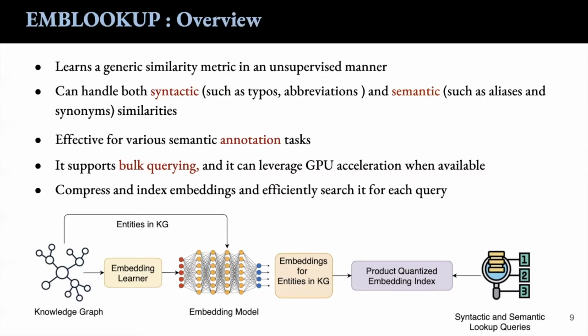Instead of optimizing for individual similarity metrics such as edit distance, our framework trains a deep learning model to learn a generic similarity metric in an unsupervised manner. It can handle both syntactic and semantic similarities, and it can be used in different semantic annotation tasks. It supports bulk queries and creates an index of embeddings and uses it for the search. So we start from the knowledge graph, we learn an embedding model, we generate embeddings for the entities in the knowledge graph, and then compress these embeddings and produce an index and use this index efficiently to support semantic and syntactic lookup queries.